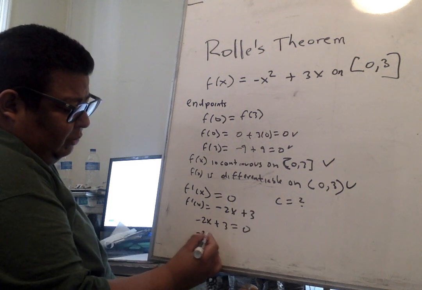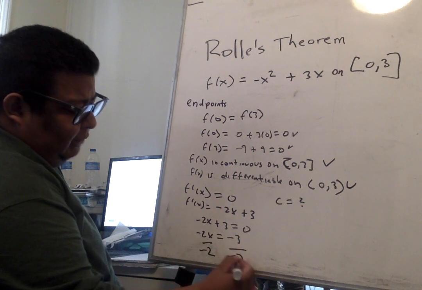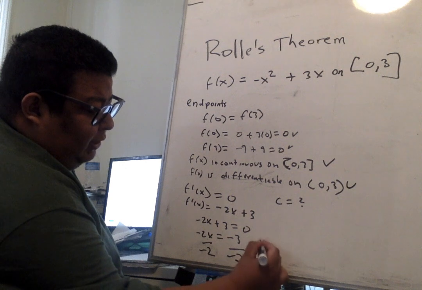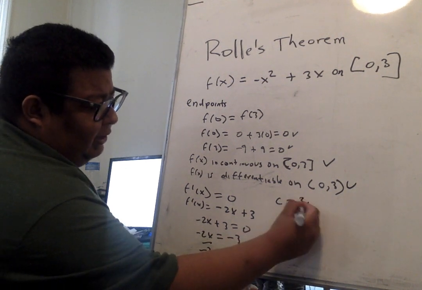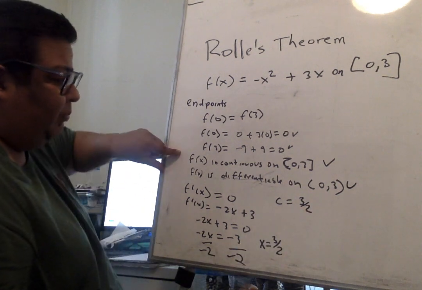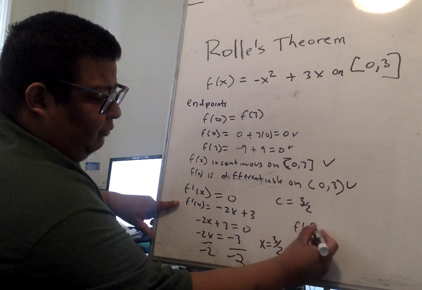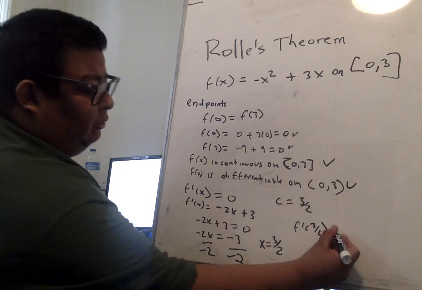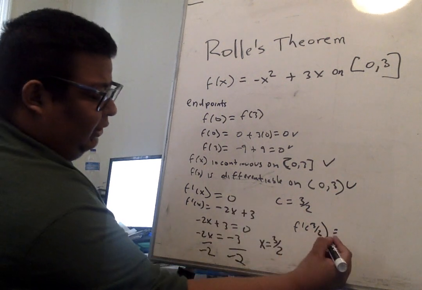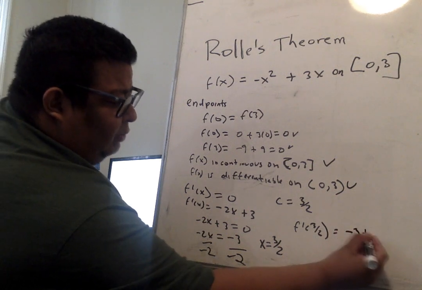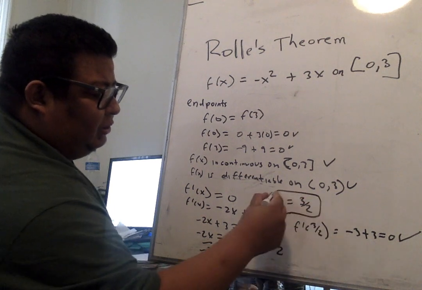So that would be negative 2x equals negative 3. We divide by negative 2, negative 2. So x is equal to 3.5. So c is equal to 3.5. And we can prove it by plugging it into our derivative. For example, f prime of 3.5 is equal to, if you multiply negative 2 times 3.5, you're going to get negative 3 plus 3 is equal to 0. So that checks out. So we found c is 3.5.